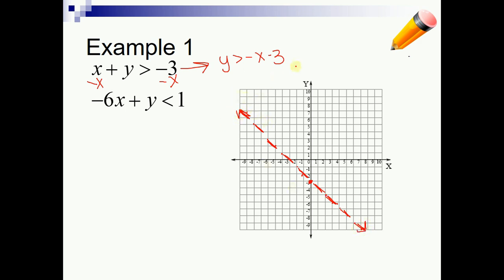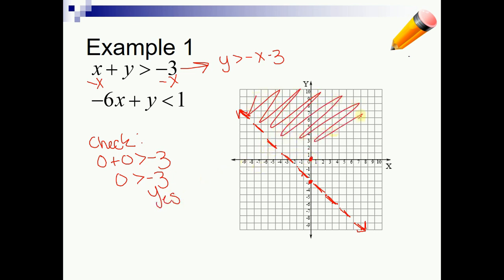Okay, now let's check our 0, 0 point. So checking, we're going to plug in 0 and 0. So 0 plus 0 is greater than negative 3, which simplifies down to 0 is greater than negative 3. Let's think of that. Is 0 greater than negative 3? Yeah, right? 0 is greater. So this is a yes, which means on the side of 0, 0, that side of this line, I get to sketch and color on that side with my red.